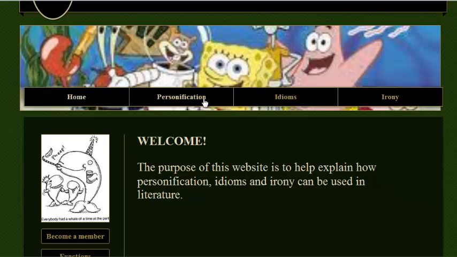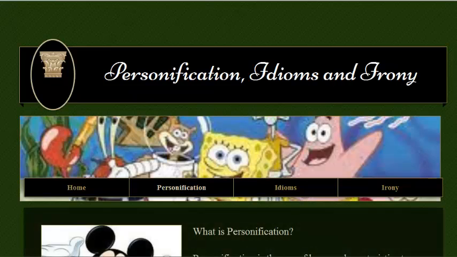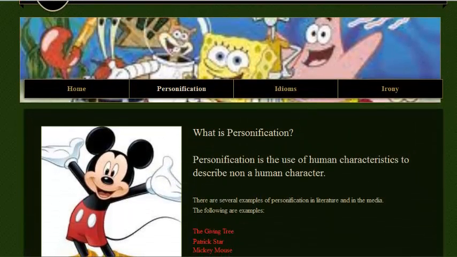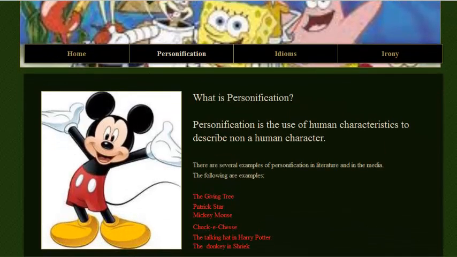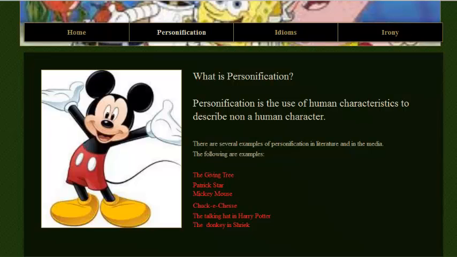Alright, so personification. So what is personification? This may be a review for some of you, but it is the use of human characteristics to describe a non-human character. There are several examples of personification in literature and in the media. And the following are a few examples: the Giving Tree, Patrick Star, Mickey Mouse, Chuck E. Cheese, the Talking Hat in Harry Potter, the Donkey in Shrek.